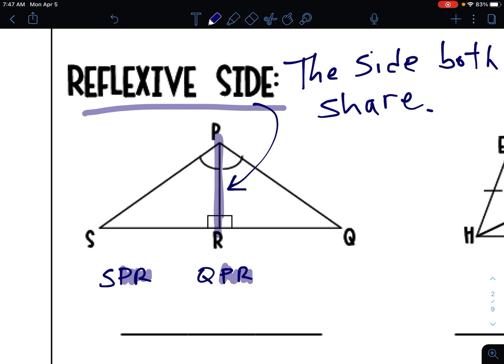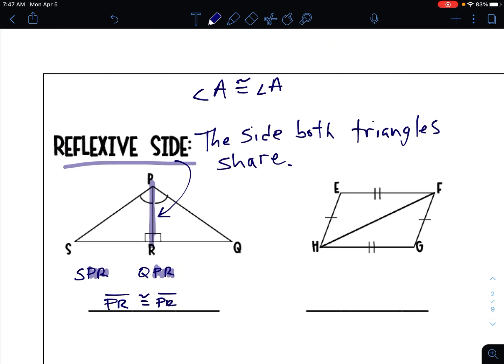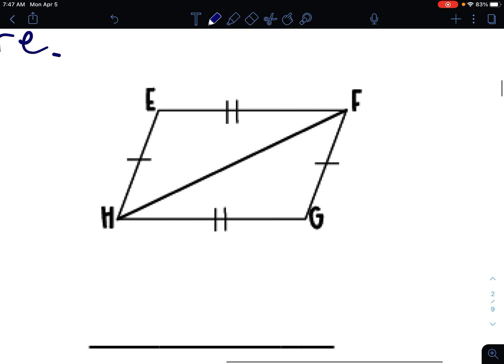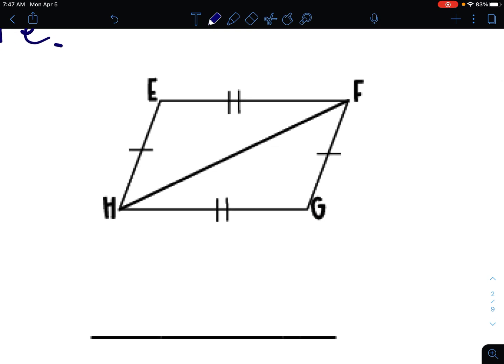All right, what we know about that then, and the information we can say about that is PR is congruent to PR. That's a statement we are going to use, and the reasoning behind it is going to be the reflexive property. So anytime those triangles are smushed together and they share the side both triangles have in common, the ones that they share, that is the reflexive side. Okay? How about this one? Go ahead, highlight the reflexive side, and then write.